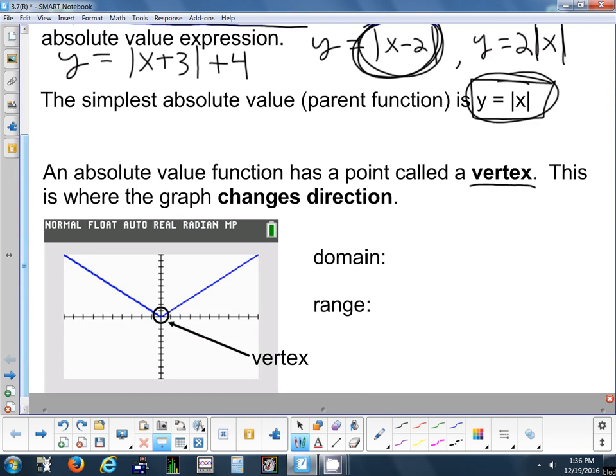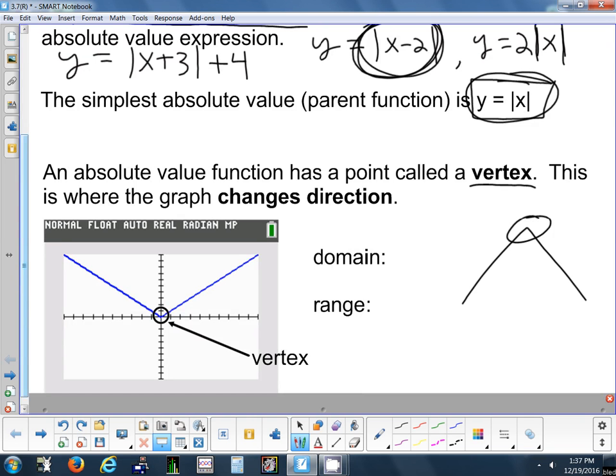There's a lot of ways to think of it. The middle where it opens up, where it makes the V, anything like that. Now, sometimes you can have an absolute value function that looks like this. Okay, it's flipped upside down. That's still the vertex. Okay?